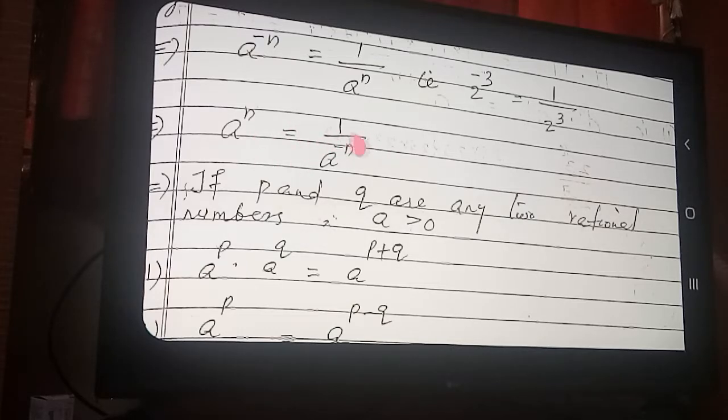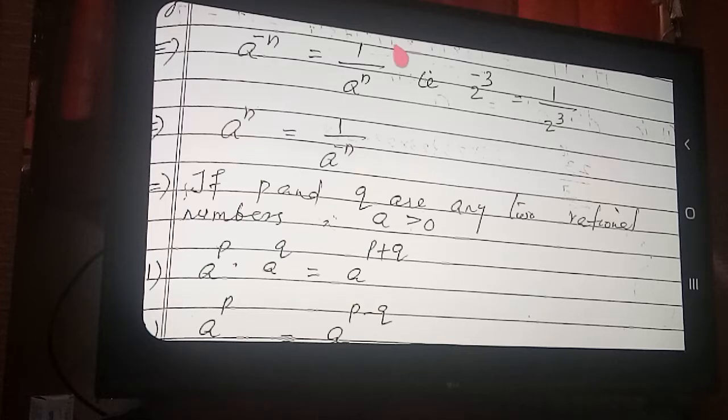For doing the sums, and the extra sums I will give you, these formulas are necessary. A raised to minus n is equal to 1 by A raised to n, where the indices change sign when going up and down. Clear?